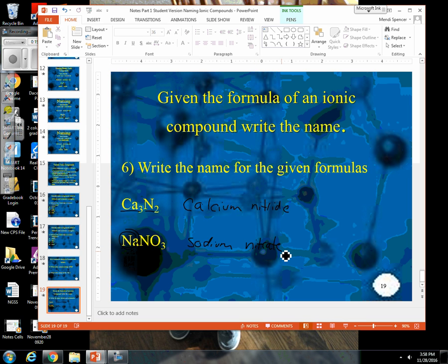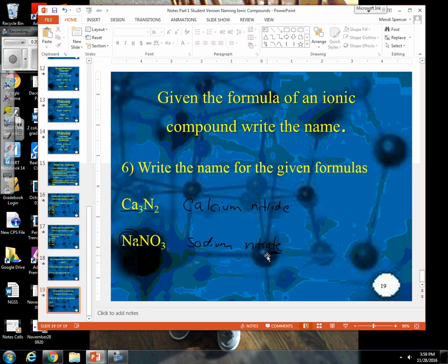So when you are naming a ternary ionic compound, you need to make sure that you do not end your polyatomic name in "ide." It should be exactly the name that you see on your polyatomic ion list. So if NO3 says nitrate on your list, then nitrate should be the name I see in your compound.